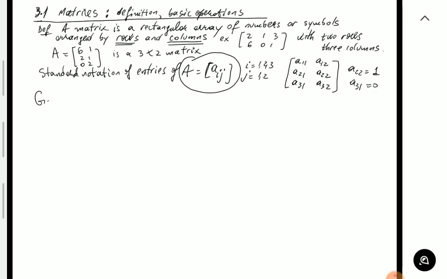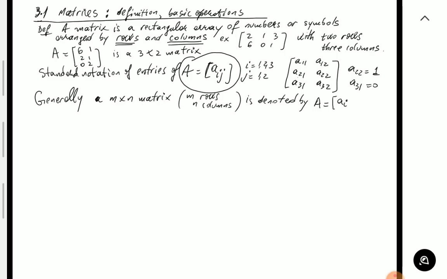So generally speaking, let's write it down here. An m by n matrix, that is to say m rows and n columns, is denoted by some capital letter A and by the generic element small a_ij, and then we specify the range of i and j. That is to say the number of rows and the number of columns. In this case, 1 to m and then 1 to n.